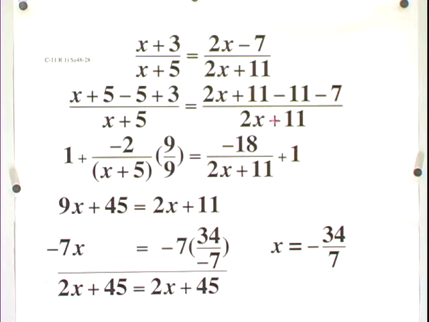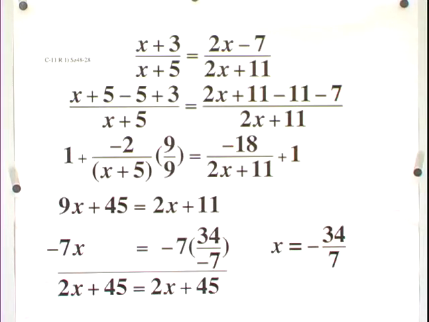I'm going to divide 2x plus 11 into this numerator. When I divide into that, I get a 1. And then minus 11 minus 7 is minus 18 divided by this, 2x plus 11. Here's the 1, and this is the remainder. I would like the numerators to be equal, so I have to multiply by 1, and then substitute 9 over 9. And when I do that, 9 times minus 2 is minus 18.